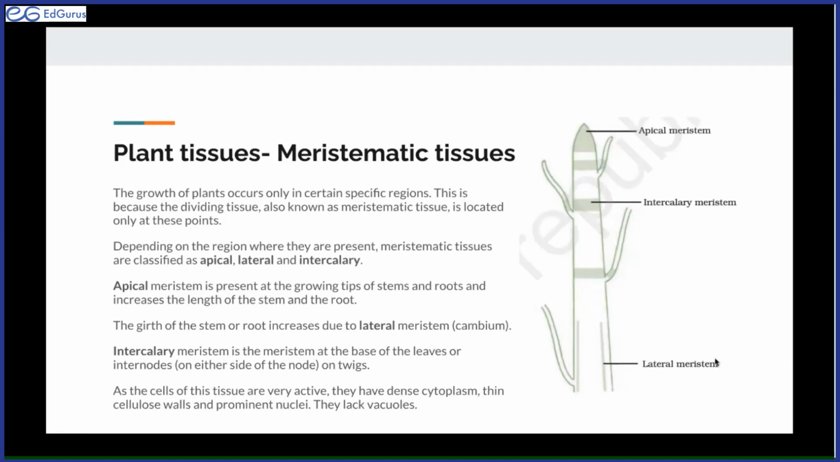Okay? And the lateral meristem, whenever there are tissues located in this area, it helps the plant grow in width. So this is the difference between apical, intercalary, and lateral: depending on the location of the meristem tissue in the plant, it helps the plant grow in different ways. So meristematic tissue helps in plant growth, basically.